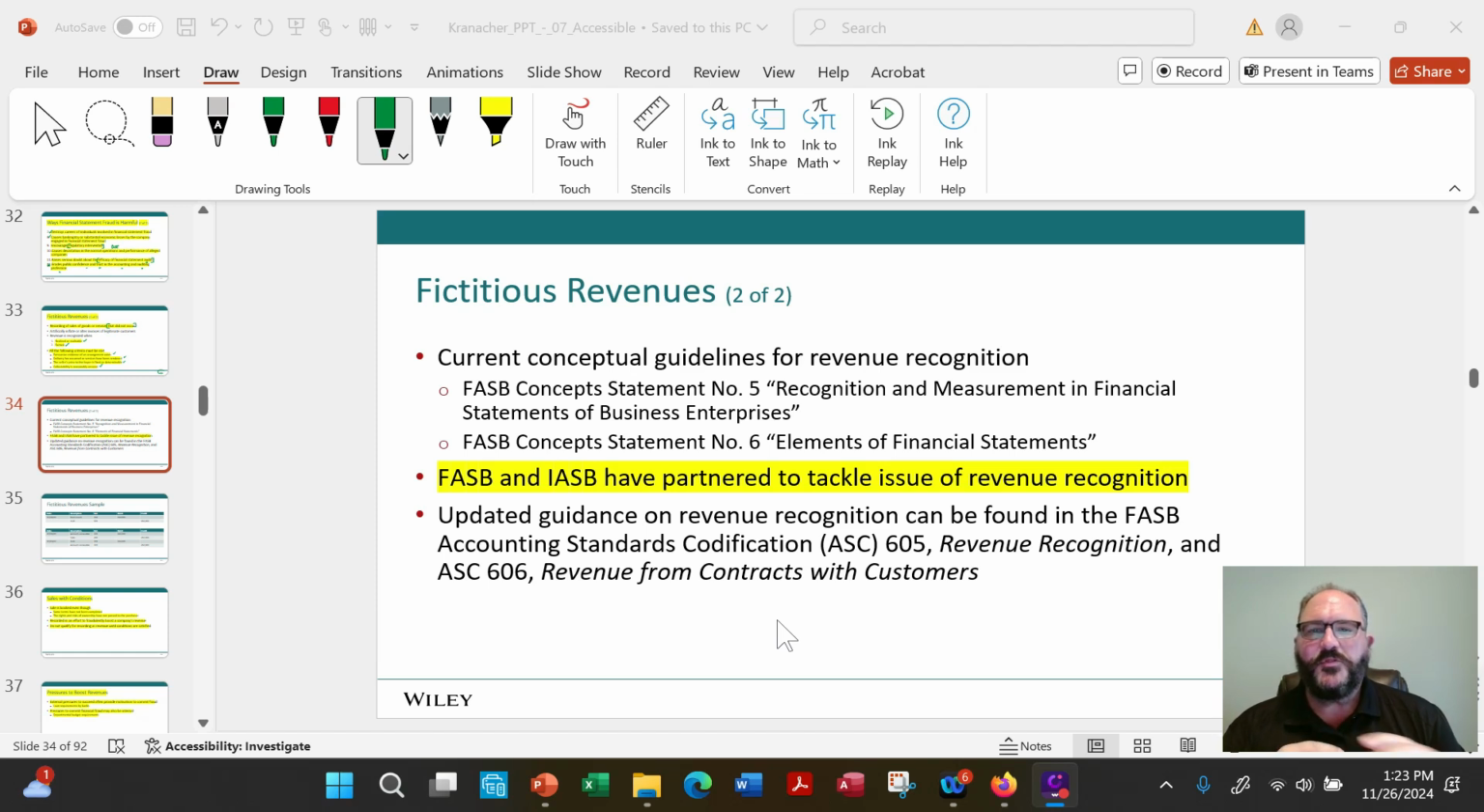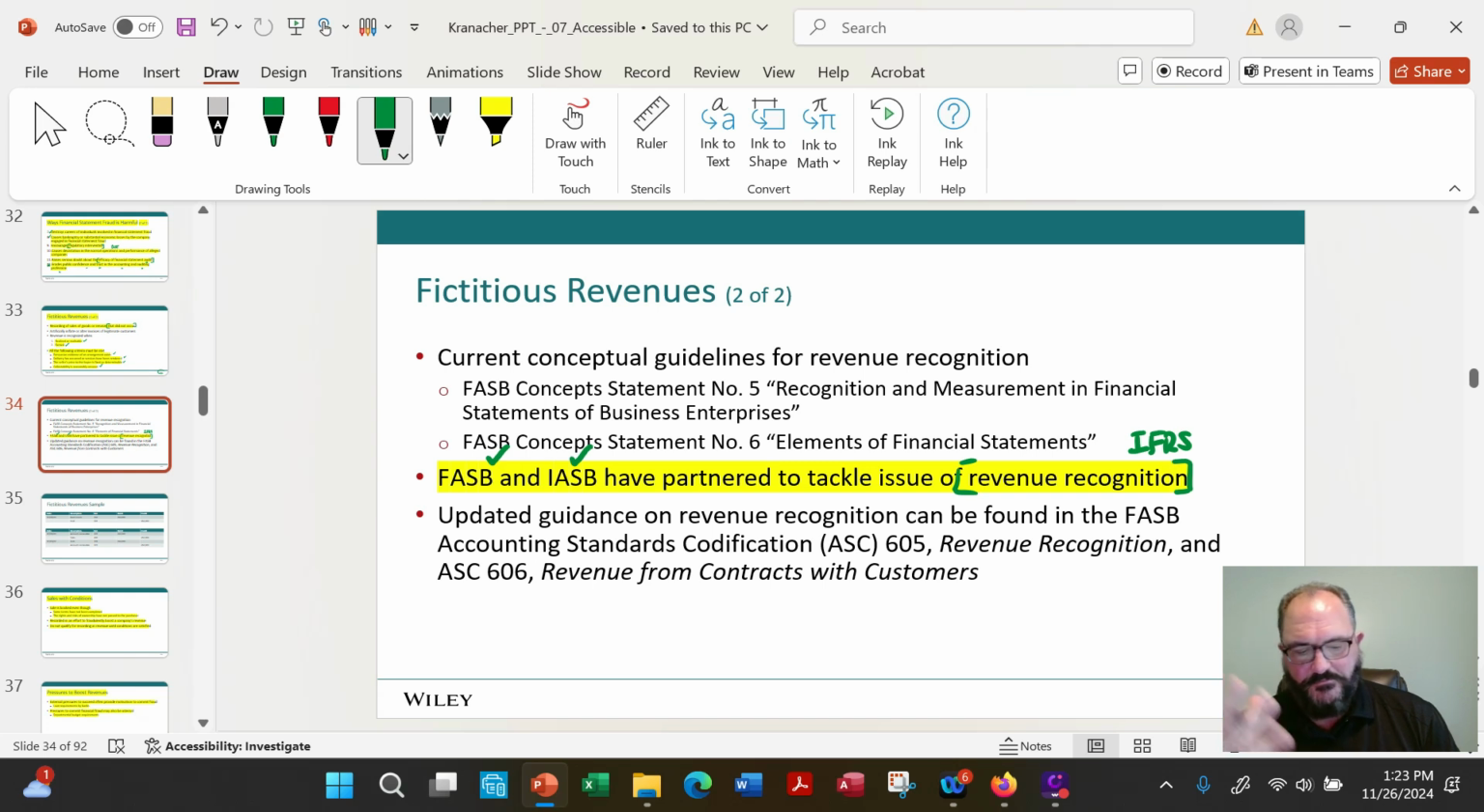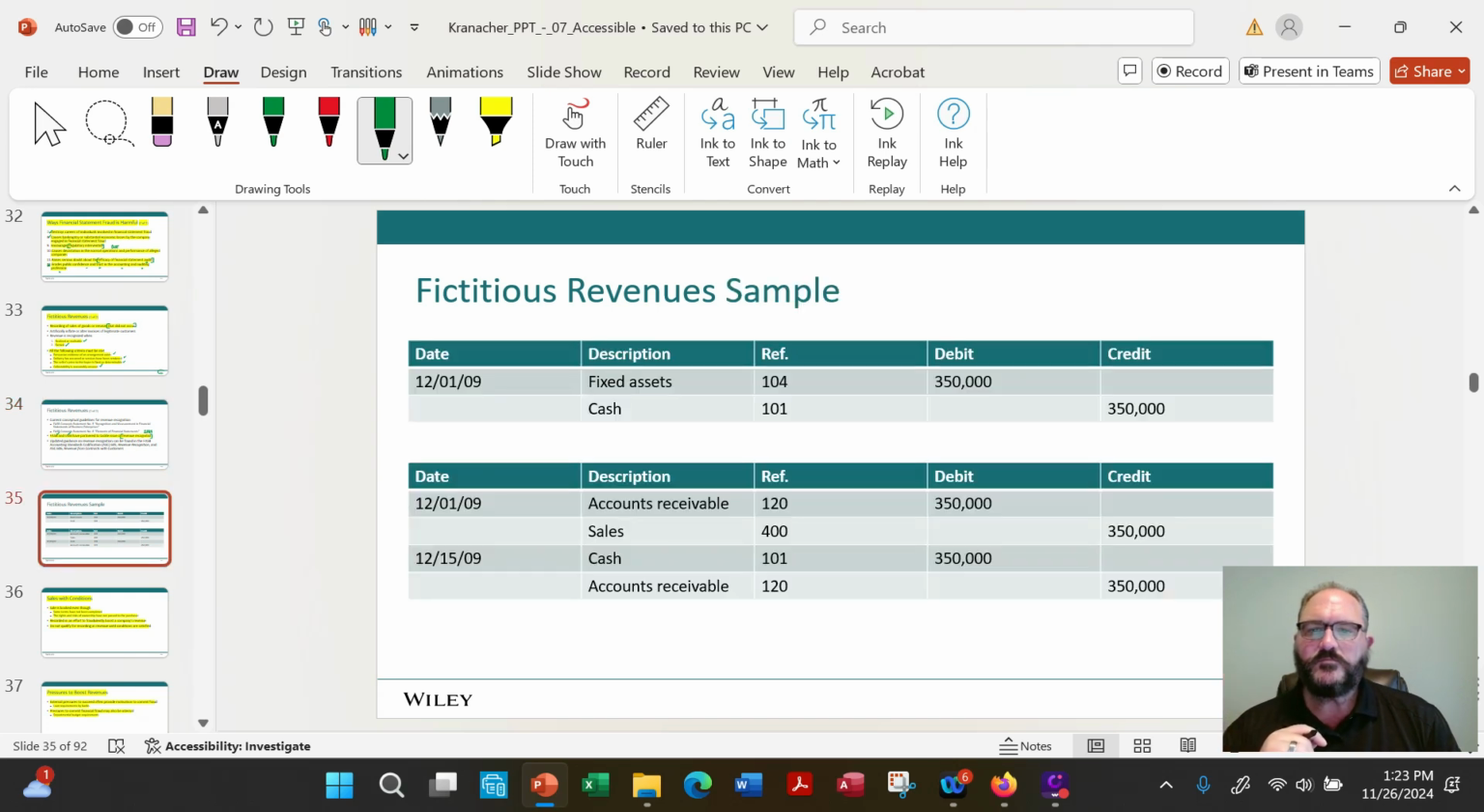All right, folks, part 3. We're going to take a look at fictitious revenues. By the way, take a look at what they say here. FASB, that's the U.S., and IASB, that's the folks that do IFRS. They're working together. Like I told you, revenue recognition, this is the biggest issue for restatements. The other stuff there is interesting, but that's the important part there.